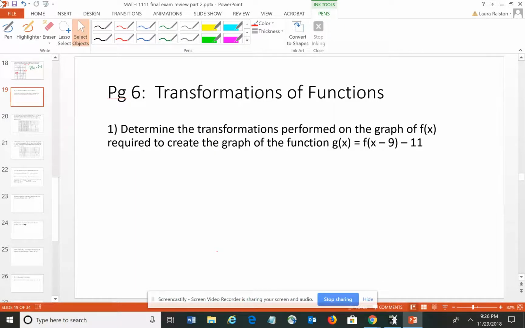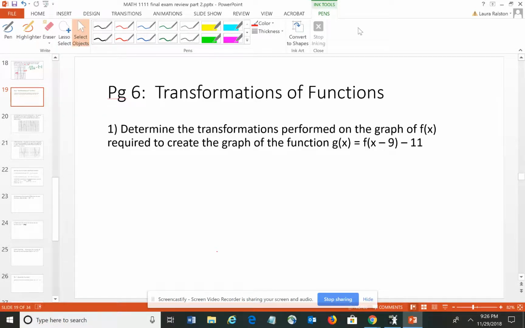We're continuing with the College Algebra Final Exam Review. We're on page 6 of the review document that deals with the transformation of functions. And the first question says, determine the transformations performed on the graph of f of x required to create the graph of the function g of x equals f of x minus 9 minus 11.